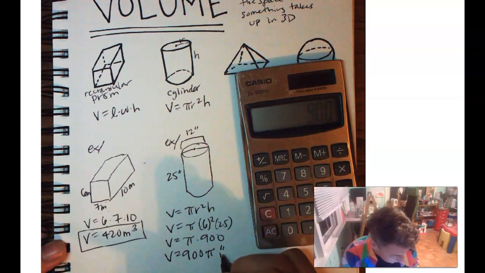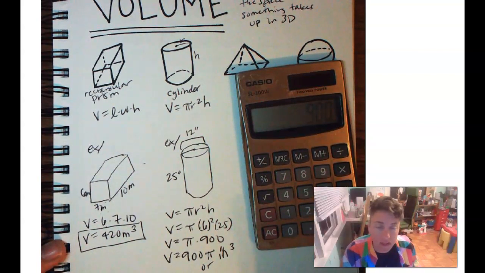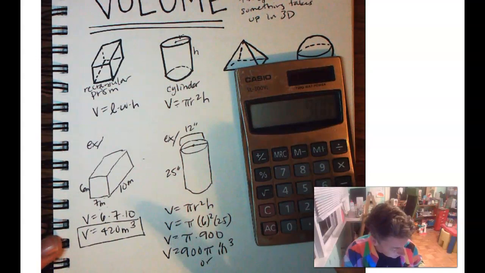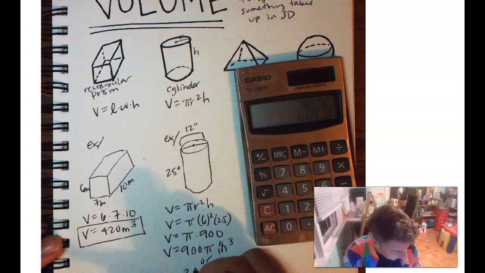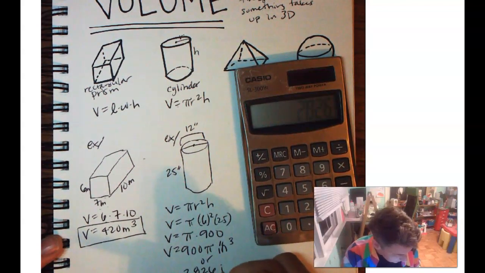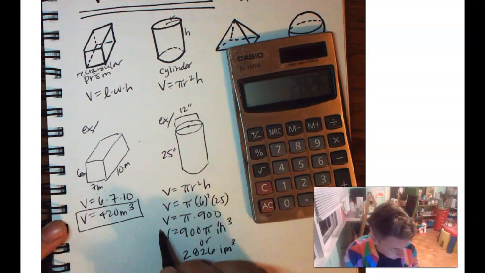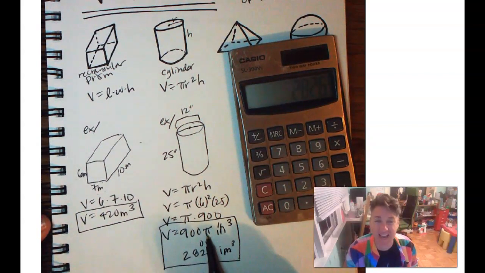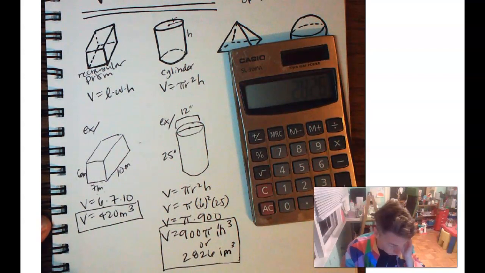I'm going to put those in letters actually. Inches cubed. Or, if we insist on having a decimal, 900 times pi, with pi as 3.14, will be 2,826 inches cubed. Those are our 2 possible answers there: our exact answer that has pi in there, or our rounded answer.